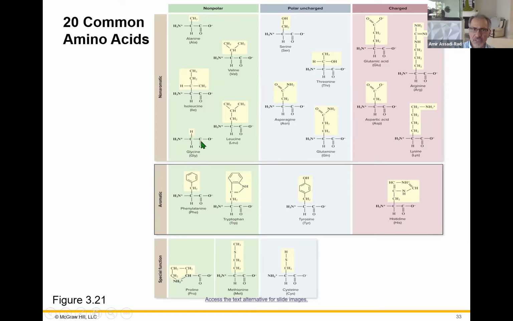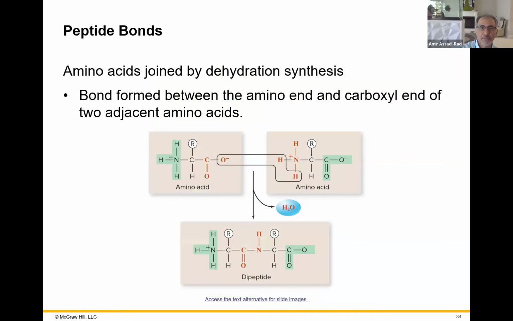Okay. So those are the 3 or 4 amino acids. I would like you to know something about them, and the rest, of course, you have to know the name. Okay. What is a peptide bond? Peptide bond, first of all, is a type of covalent bond. You took a quiz over it today.